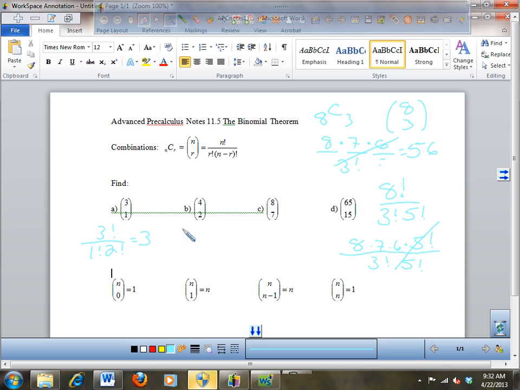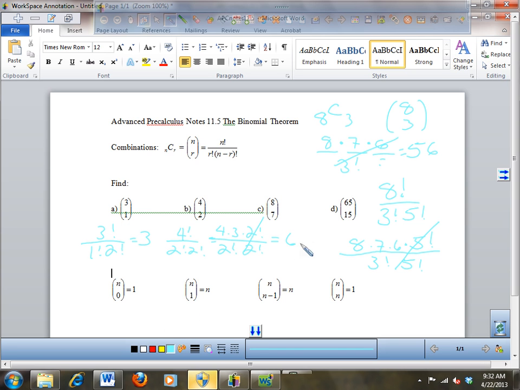I could have used this formula right here. For 4 combination 2, it's 4 factorial over 2 factorial times 2 factorial, and you should be able to do something like that by hand. That's equal to 4 times 3 times 2 factorial over 2 factorial times 2 factorial. These cancel out, and I get 4 times 3 divided by 2 factorial, which is just 2, because that's 2 times 1. So that comes out to be 6.